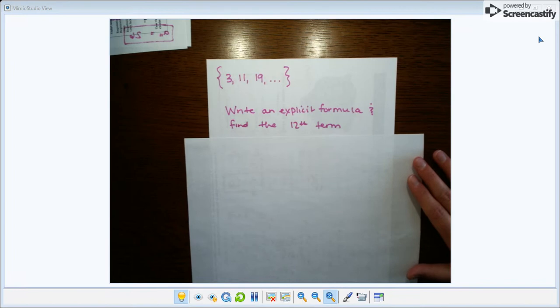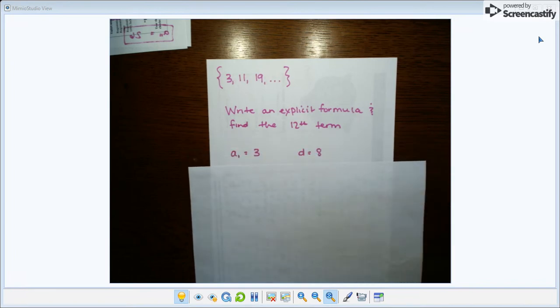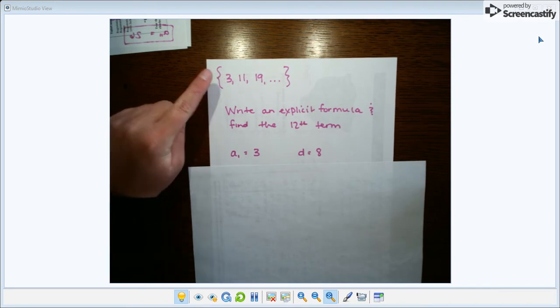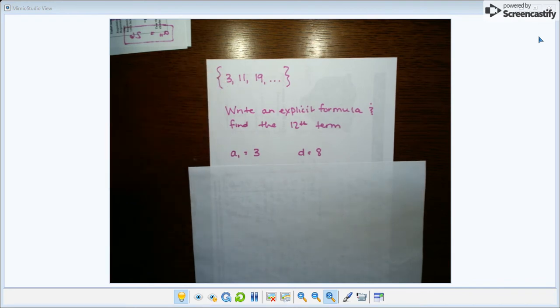So first thing we need to know for our explicit formula is our first term. Well, we know a sub 1 is 3. And then we also need to figure out what is that common difference. And looking between our two terms, we see that we're adding 8 every single time. So our common difference is 8.